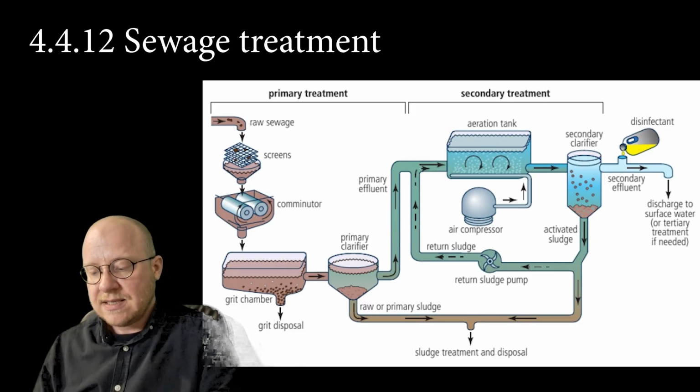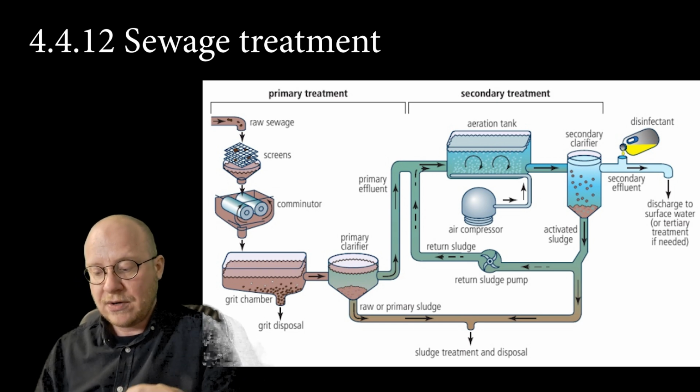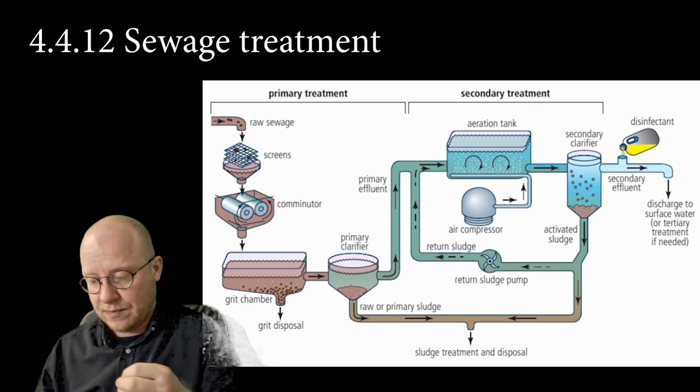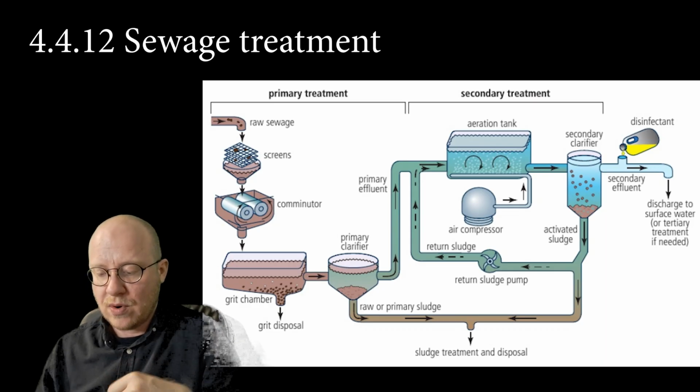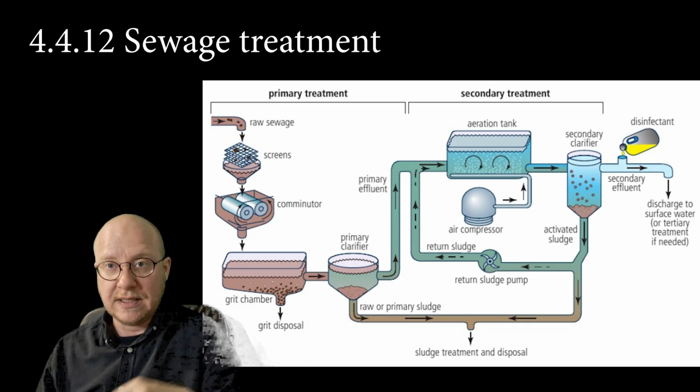Secondary stage. Secondary sewage treatment uses biological processes to digest and remove organic material. Microorganisms that feed on organic matter grow and multiply, reducing even more of the organic matter. This can be done aerobically or anaerobically, so with oxygen or without oxygen.